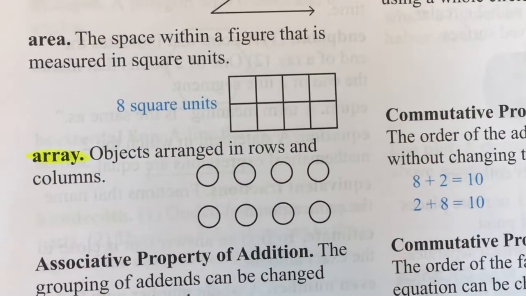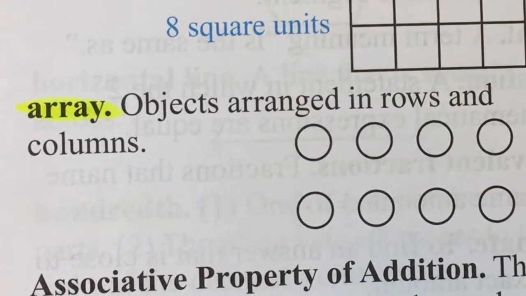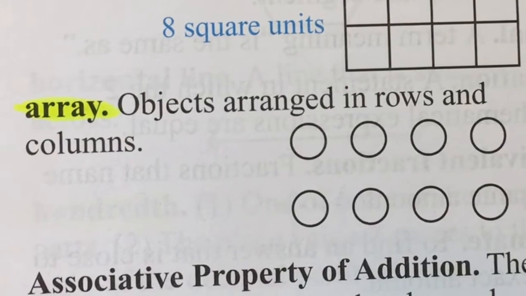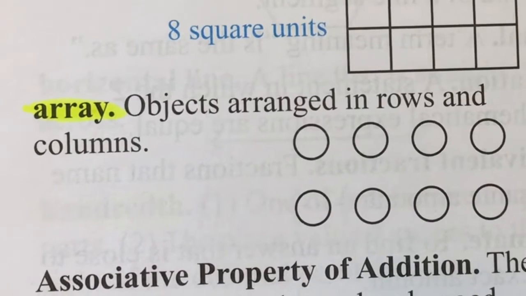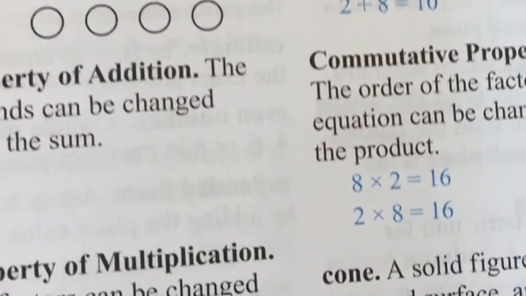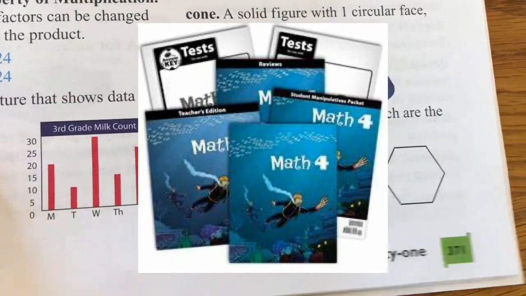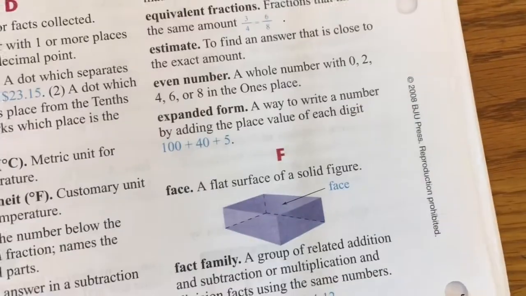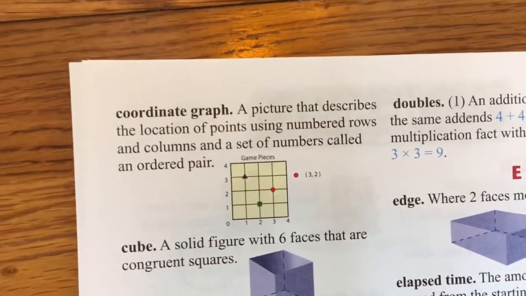I had my son read them, so he could read the word, for example, array, and then he would read the definition, objects arranged in rows and columns. So he's also remembering what he learned last year in math before he starts his new 4th grade math book. We are continuing on with BJU, Bob Jones University Math, and I showed that in my unboxing video and my curriculum video. So I just went through, we looked at all the definitions and picked some words of varying difficulty.